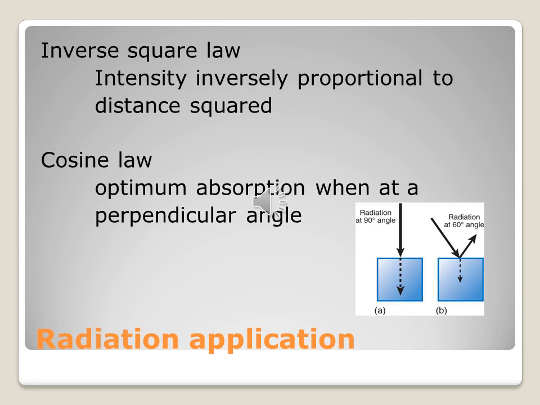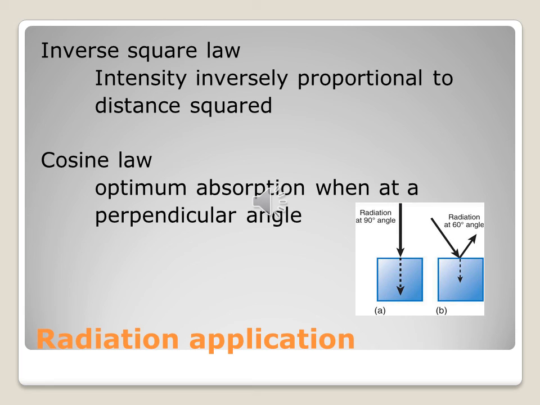The cosine law looks at an optimal angle. The most optimal angle for absorption of the energy is going to be a perpendicular angle. If you look at the illustration pictured here, when the radiation angle is at 90 degrees, so it's perpendicular, most of that energy, if not all of it, is going to be absorbed. Whereas if you change the angle, you only get a smaller amount of energy absorbed, and the rest of it will actually reflect off of the body part.